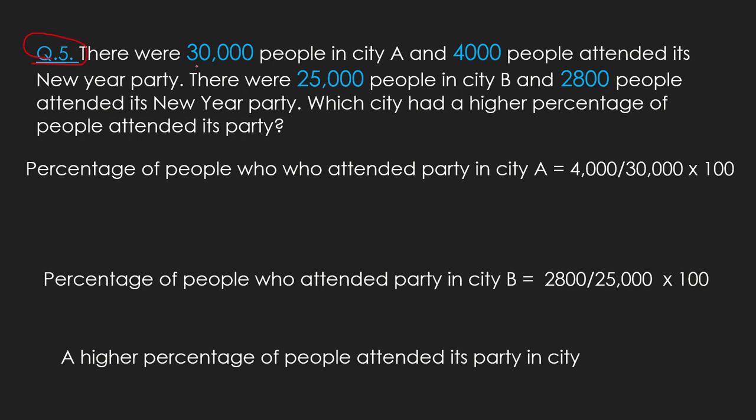There are 30,000 people in city A, and 4,000 people attended its New Year party. Not all 4,000 people. There were 25,000 people in city B, and 2,800 people attended its New Year party. That means not all people attended the party. We need to figure out which city had a higher percentage of people attending its party.